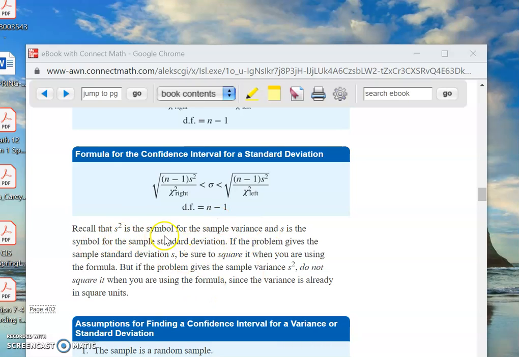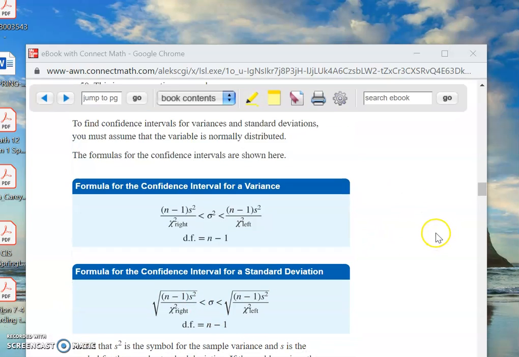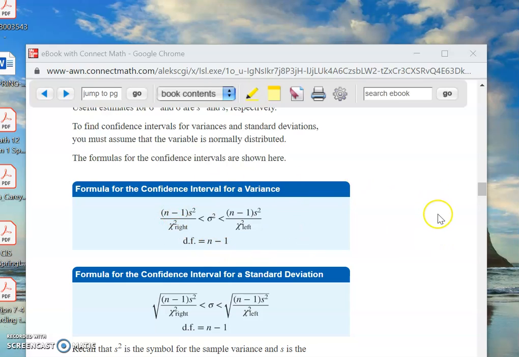Okay. S squared is a symbol for sample variance. S is a symbol for sample standard deviation. So pay attention. If the problem gives you sample deviation, S, you got to square it in order to put it into this formula. So here's the formula. Okay. And again, I don't ask you to memorize these. You'll have access to these formulas.